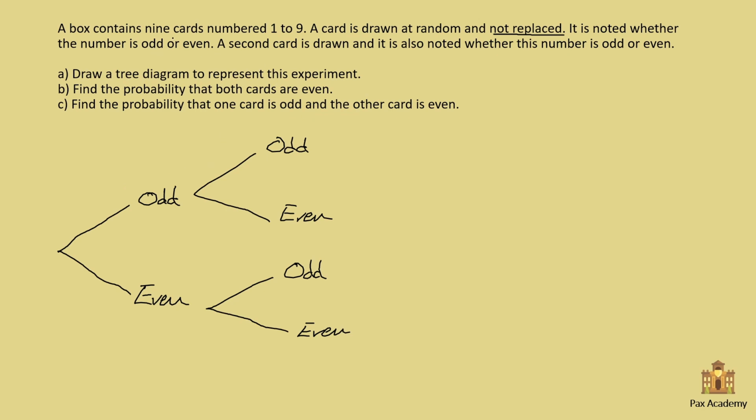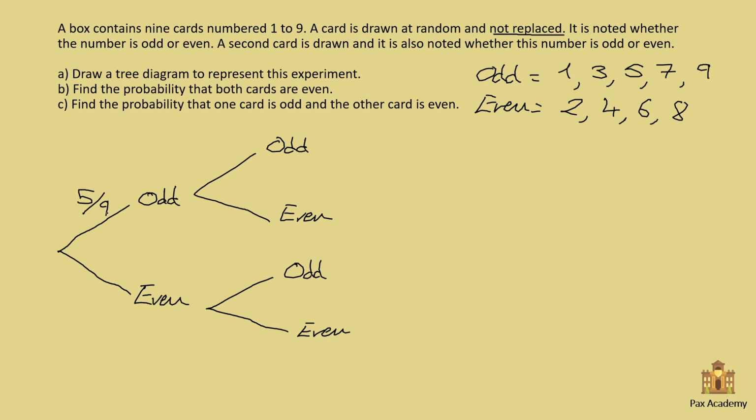Now, the box contains 9 cards numbered 1 to 9. So let's see how many are odd and how many are even. So we know that the odd ones are going to be 1, 3, 5, 7, and 9. And the even are going to be 2, 4, 6, and 8. Okay, so in total we have 9 cards, and we have 5 odd and 4 even. Therefore, when we first draw a card, the probability of the card being odd is going to be 5, because there's 5 odd cards, over the total amount of cards, which is 9.